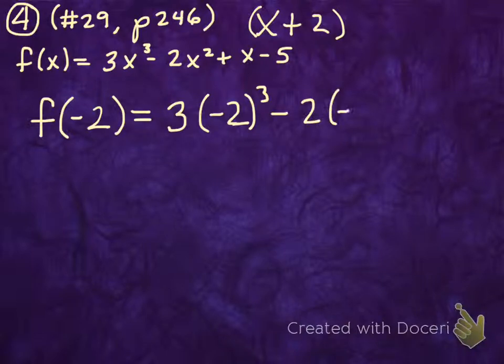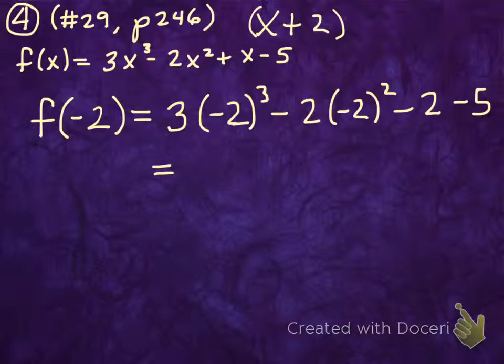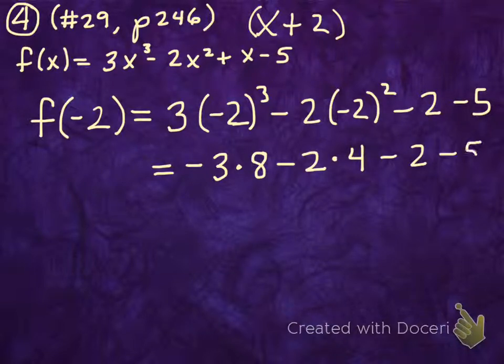minus 2 times -2 squared minus 2 minus 5. And then we use our order of operations to clean that up. So that is negative, because a negative 2 raised to the third power is still negative. So then that's negative 3, we pull the negative out front, times 2 cubed would be 8. And then we have a negative 2, and then negative 2 squared would be times positive 4, minus 2 minus 5.